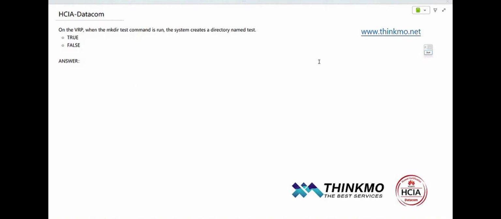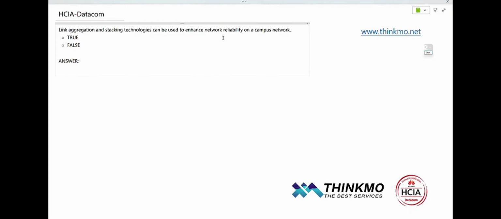For the second question, we can clearly see that in the VRP system, when we run the mkdir test command, our system will automatically create a new directory named test. So this statement is indeed correct. This is because in this process, the mkdir command itself is specifically used to create directories. Therefore, here we should choose true, or in other words, we should select A, which is the first option.